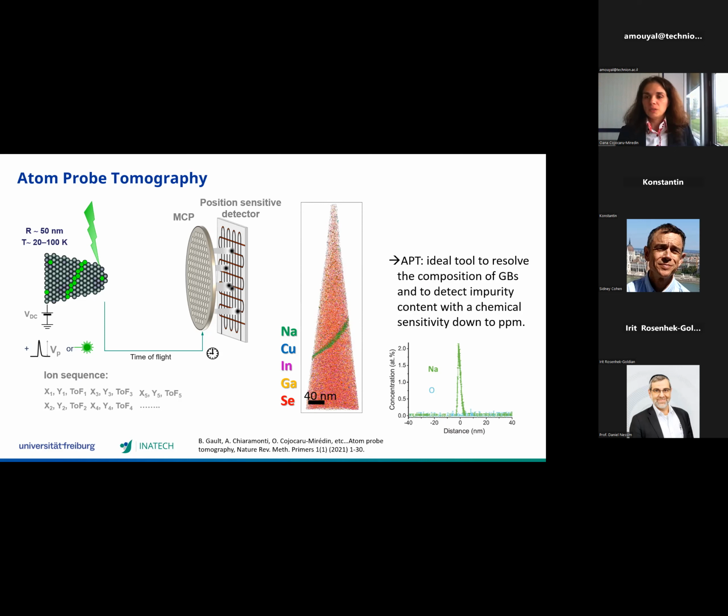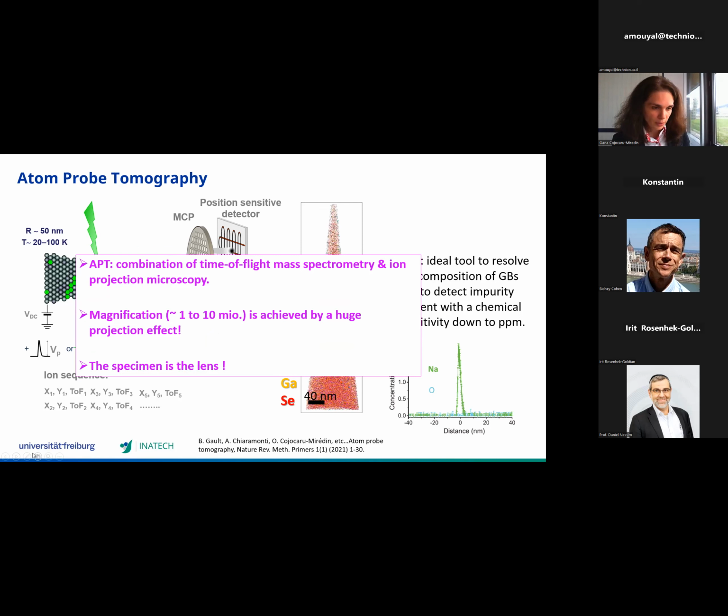So with that, it means that atom probe tomography is really a very ideal tool to determine small compositional changes, even at the grain boundaries and interfaces, and you can do that down to the ppm level. Okay, let's switch back to the laser pointer.